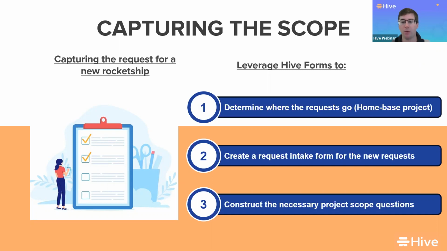So now that we've decided what's going to happen once the forms have been submitted, next we can create the form itself, and even more importantly, the questions that are going to give us and our team the information that we need to effectively review and approve the scope for those new rocket ship requests.